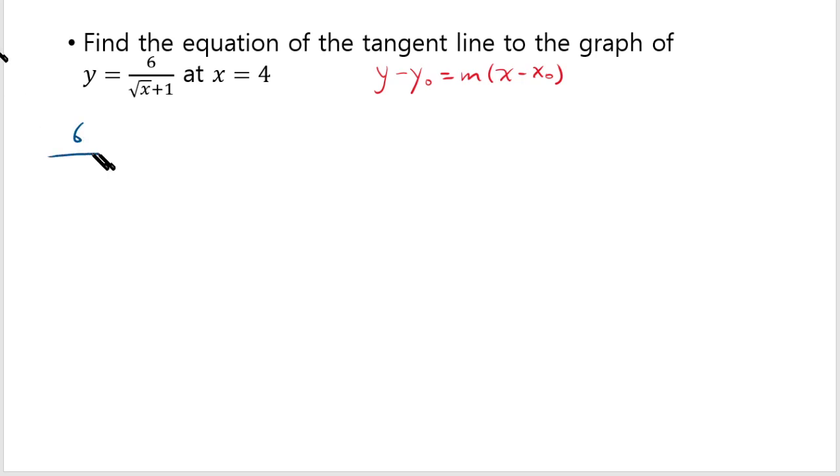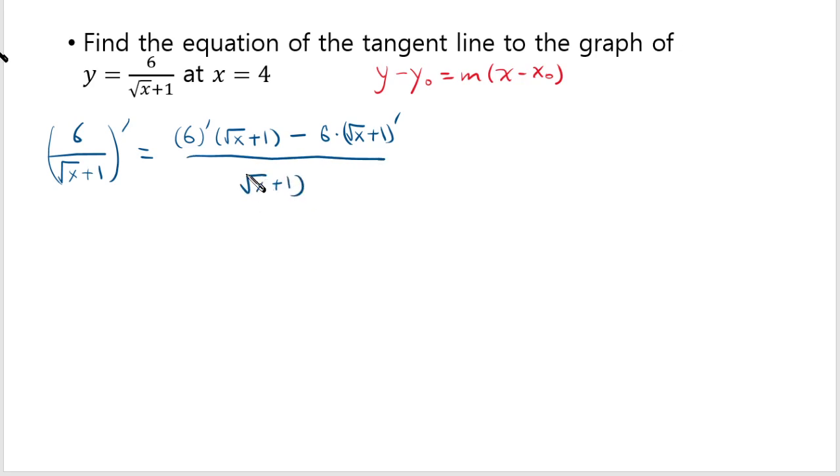The derivative of 6 over the square root of x plus 1: because this is a fraction, you must use the quotient rule. Unfortunately, there's no other way to simplify this as a non-fraction. It is a fraction, so we're kind of stuck. Okay, so we have 6 prime, the first guy gets differentiated. The second guy has to wait his turn, minus 6 times the square root of x plus 1 prime, over the square root of x plus 1 squared.